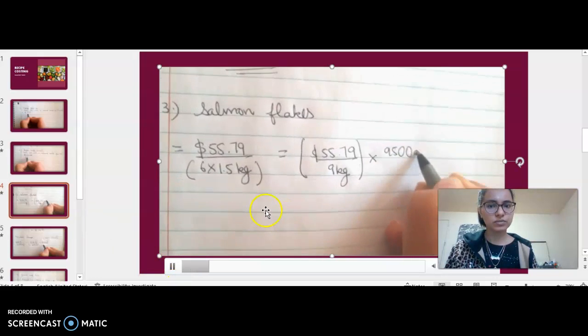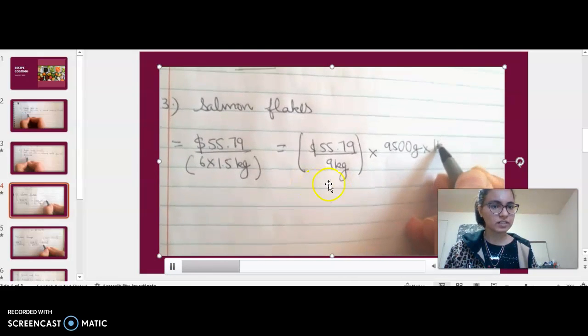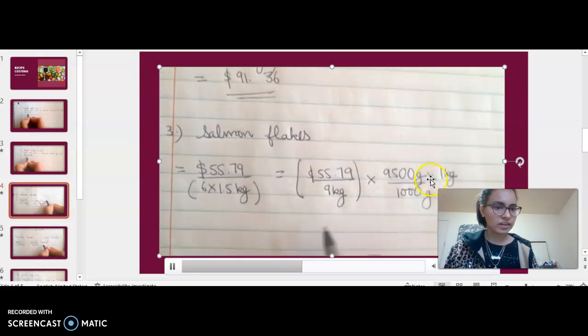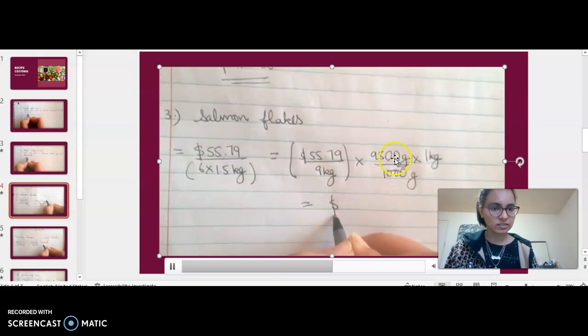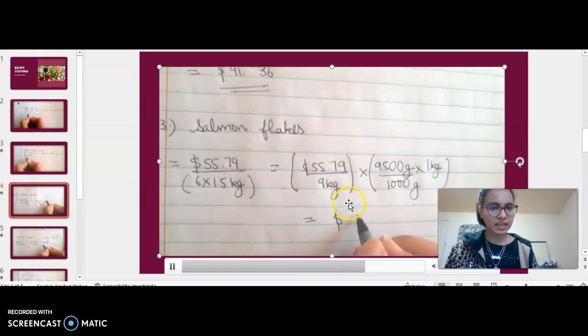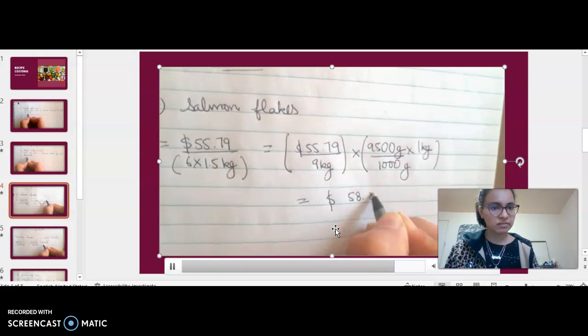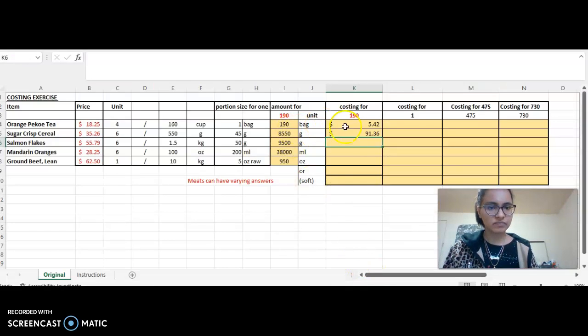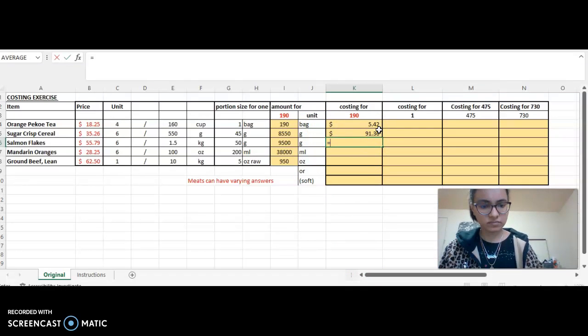So similarly, we need to calculate this for salmon flakes, and first we need to see the units as well. So it's in kilograms. We need to convert this into kilograms. So like this we do it, divided by 1000 grams, and the price we get is $58.89. And we need to input this into our Excel sheet, and here we go.